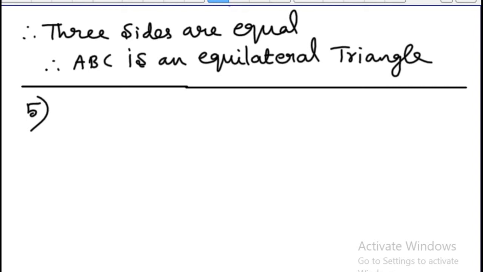Show that the following points taken in order form the vertices of a parallelogram. So we want to prove parallelogram. Parallelogram means, we know that its opposite sides are equal.